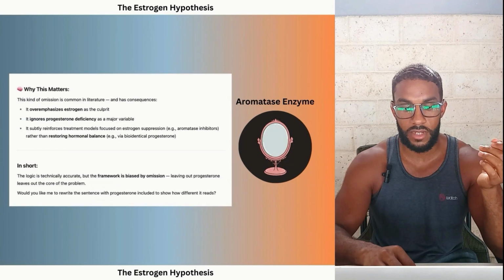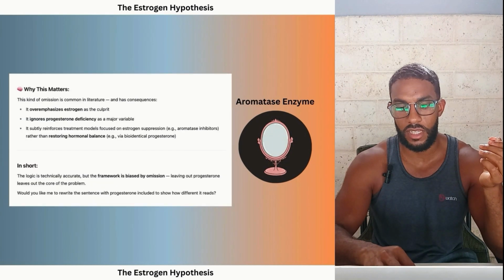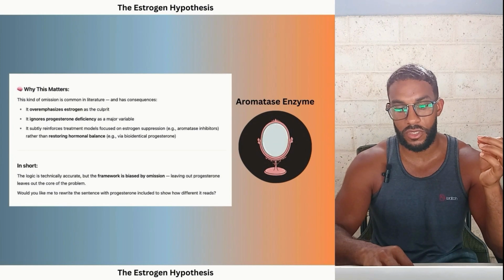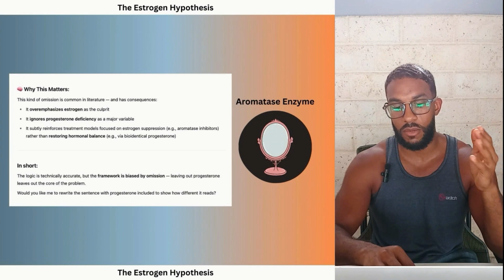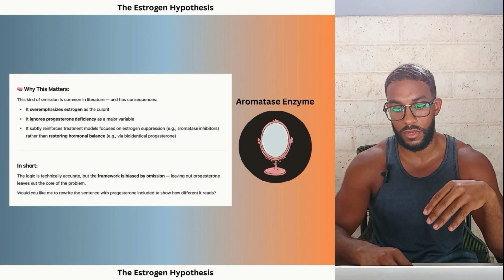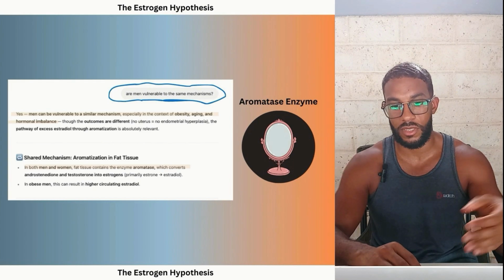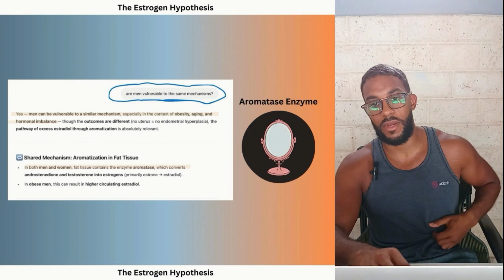And then it says why this matters. This kind of omission is common in literature and has consequences. It overblames estrogen as the culprit. It ignores progesterone deficiency as a major variable. It subtly reinforces treatment models focused on estrogen suppression rather than restoring hormonal balance. This logic, in short, is technically accurate, but the framework is biased by omission. Leaving out progesterone leaves out the core of the problem. So this is the issue here that's perfectly worded by ChatGPT, which says that there is bias by omission.